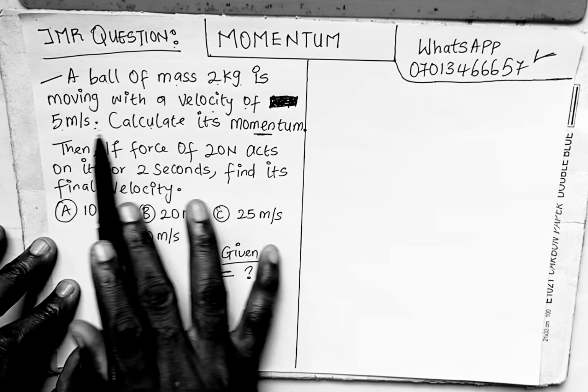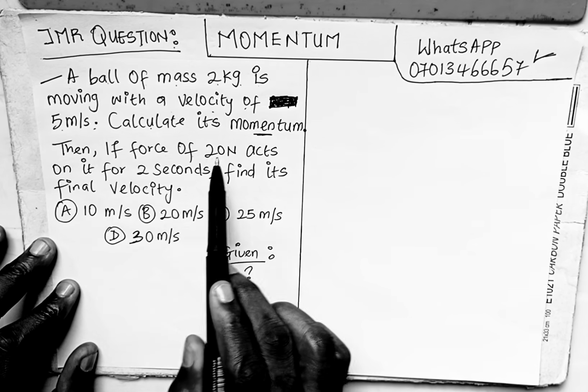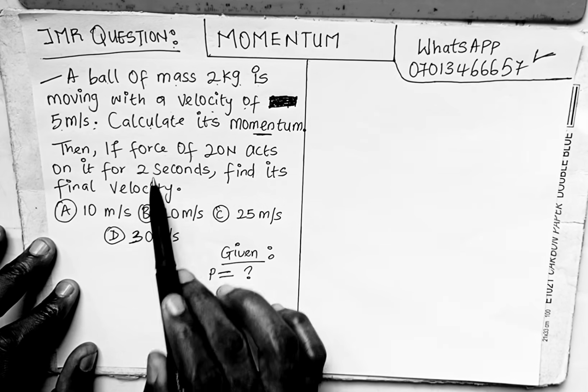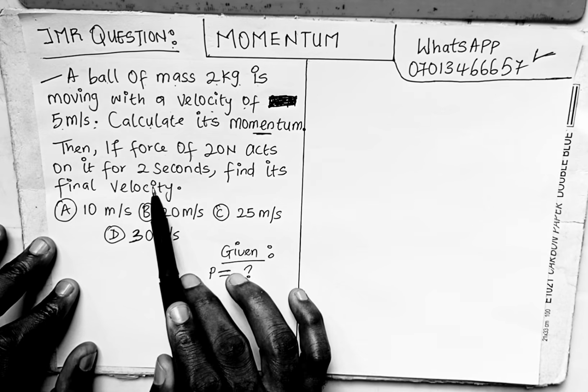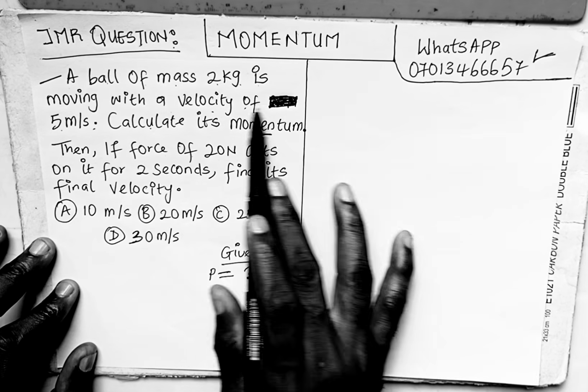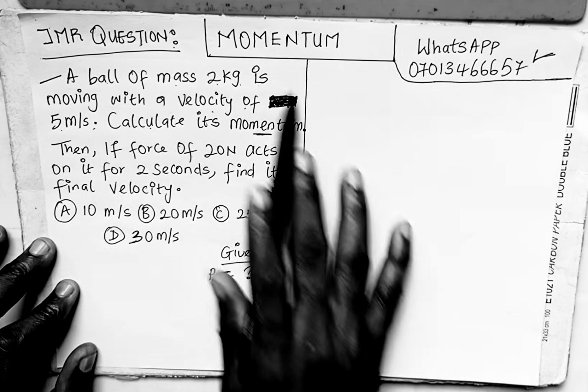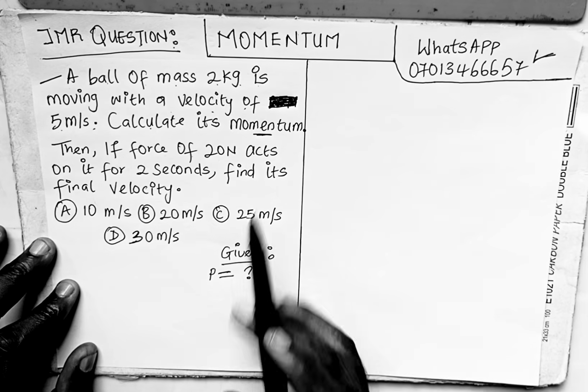Then there is another question. They said, if a force of 20 Newton acts on it for 2 seconds, find its final velocity. This is trying to tell us that we are going to use this momentum to later find the final velocity, because if we solve without finding the momentum, we will not find the final velocity.